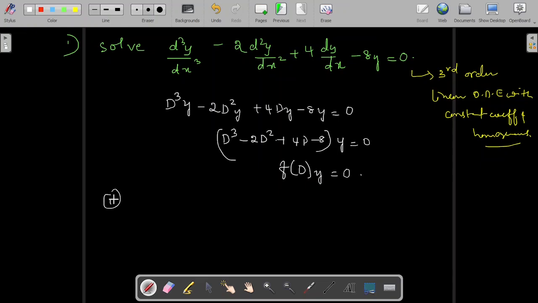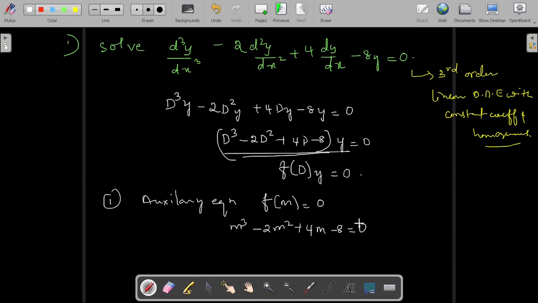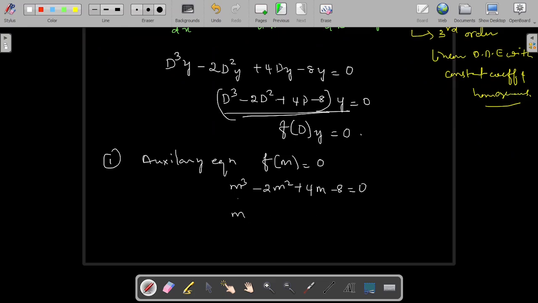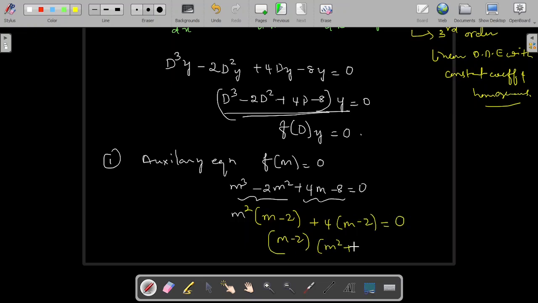Now what is the first step in solution of a homogeneous equation? Find the auxiliary equation. The auxiliary equation is given by f of m equal to 0. Here just replace d by m: m cube minus 2m square plus 4m minus 8 equal to 0. How to simplify this? Here it is easy, no need to go with the synthetic division method, which is otherwise used to solve a cubic equation. Take m square common, m minus 2, plus 4 common, m minus 2 equal to 0. Then m minus 2 common, (m square plus 4) equal to 0.